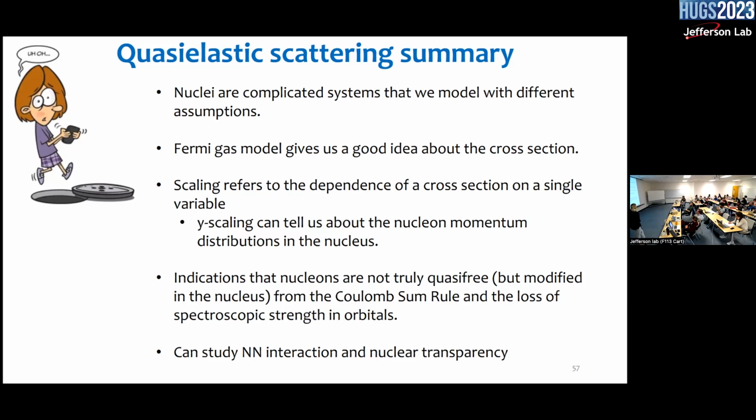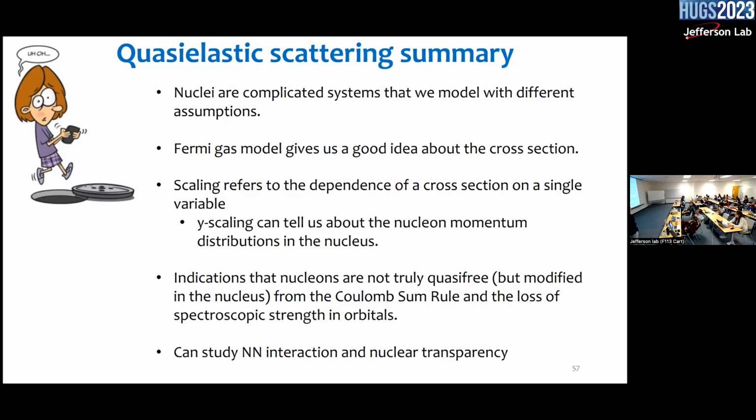So we also have indications that the nucleons that we scatter off in quasi-elastic scattering are not actually quasi-free. We have both the Coulomb sum rule and this loss of spectroscopic strength in the orbitals that would indicate that they're not really just floating around in the nucleus doing independent things. So some tools that we have to probe these ideas are the NN interaction, where we can scatter on particles that we think came from NN interactions, and nuclear transparency. Major backgrounds, so you have inelastic contributions. That's probably the big one.